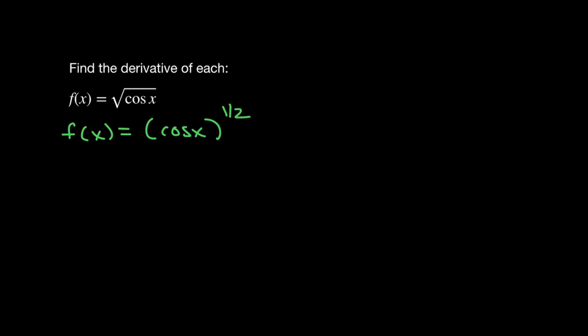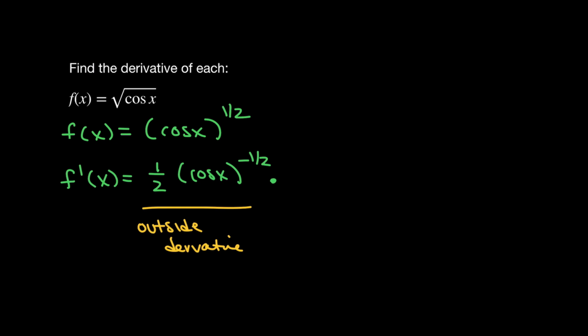All right, let me show you this problem without writing down the u's. So same problem, we've got cosine x raised to the 1/2. So another way we could write this out is my outside function is that 1/2 power. So to take the derivative of the 1/2 power, I bring it down and I get 1/2, and then the exponent becomes negative 1/2. I did 1/2 minus 1. The cosine x stays the same. I haven't dealt with that yet. So my outside derivative is 1/2 cosine x to the negative 1/2.